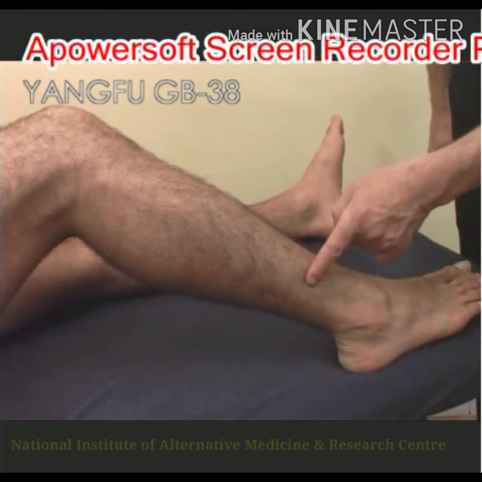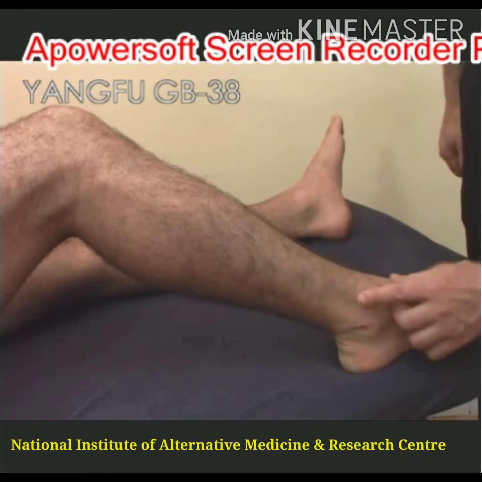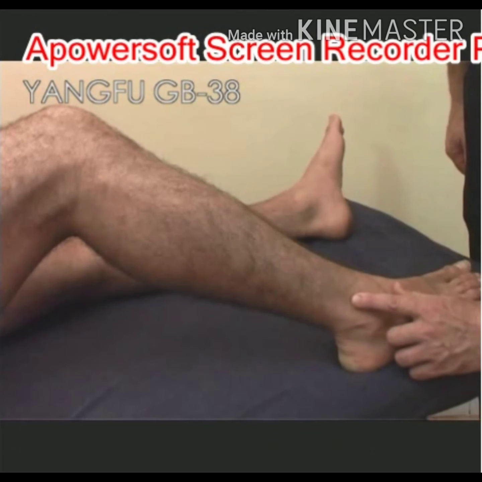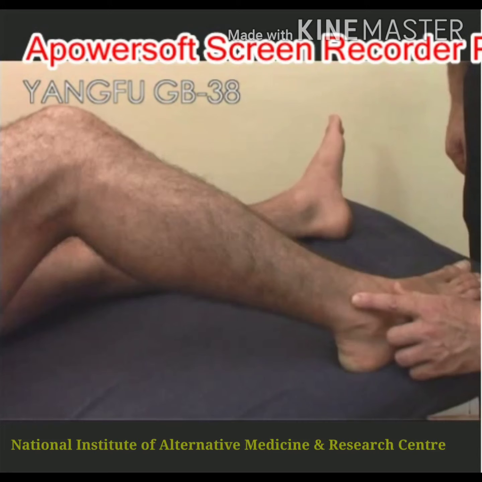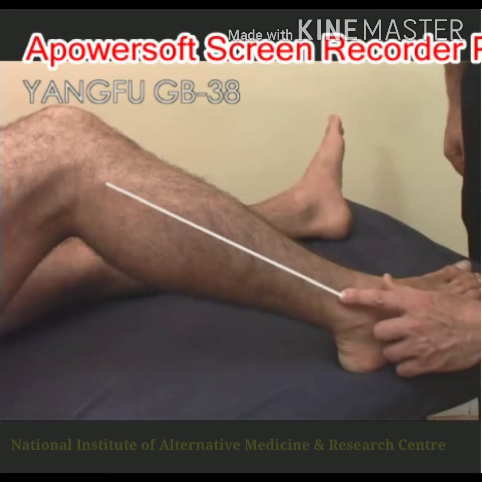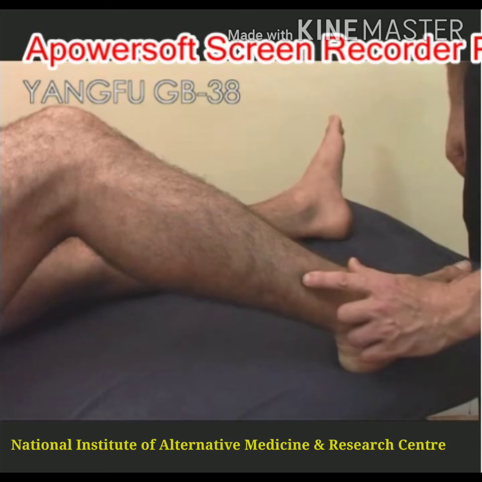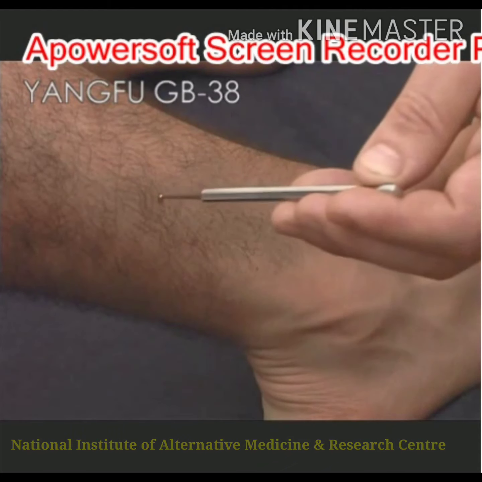2. Above the region of Xuanzhong, Gallbladder 39, the fibula is not easily palpable because it is covered by the peroneus brevis muscle. Therefore, feel for the anterior border of the fibula above the ankle joint where it is easily palpable, and extend a line towards the head of the fibula. Perpendicular insertion 0.7 to 1 cun.